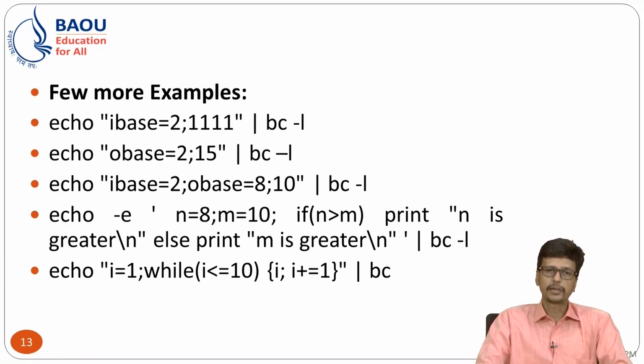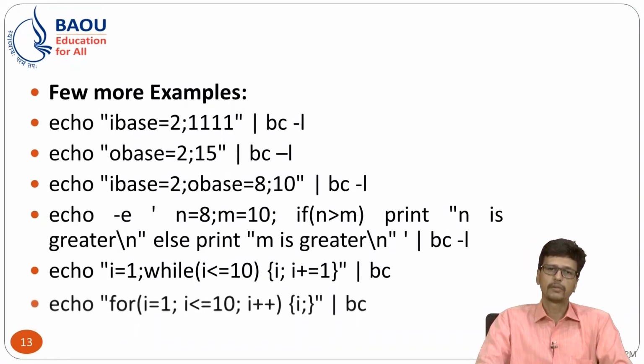So here it will check i that is less than or equal to 10, and if the condition is satisfied, in that case it will print the value of i that will be displayed in curly bracket, and then after semicolon i plus equal to 1, that is shorthand operator we are using. So these arithmetic operations can be done with the help of bc command. So we are using after pipeline the bc command. So this command will print the values 1 to 10. This is for while loop.